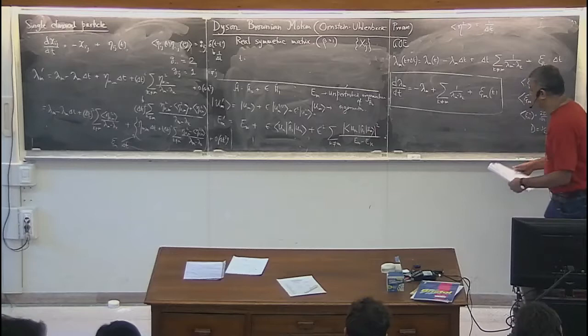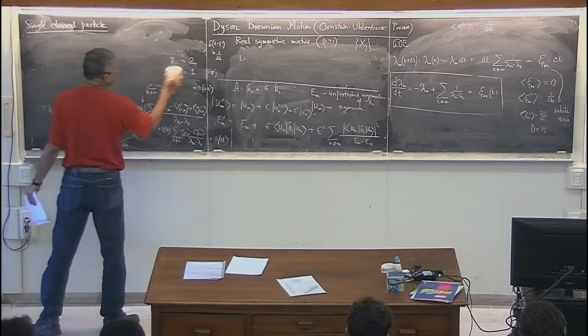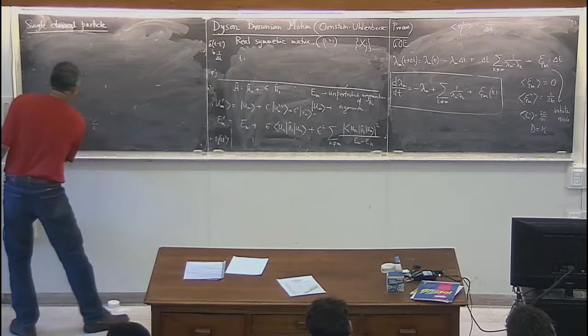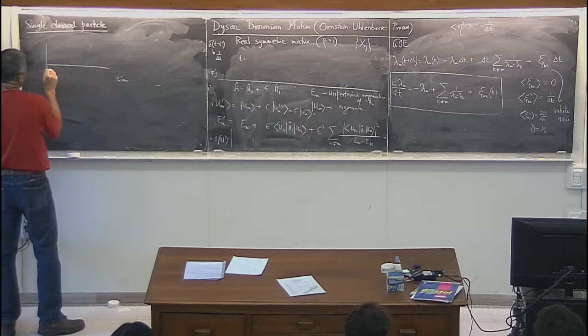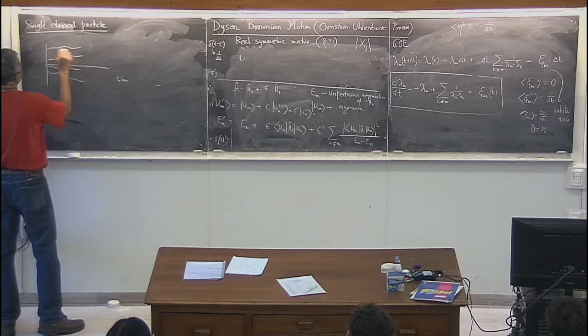So again, just remember this picture that your system matrix is moving in time, evolving in time. And so the eigenvalues also evolve in time. And so they start at whatever initial time, and you have a sort of ensemble of eigenvalues. Okay, this is lambda_m(t) versus t.